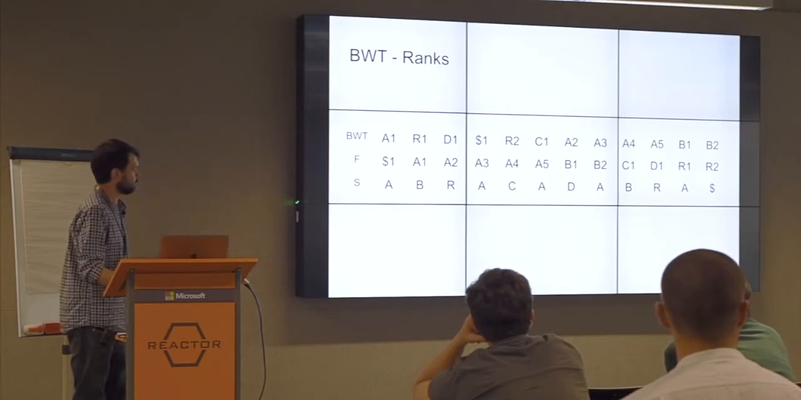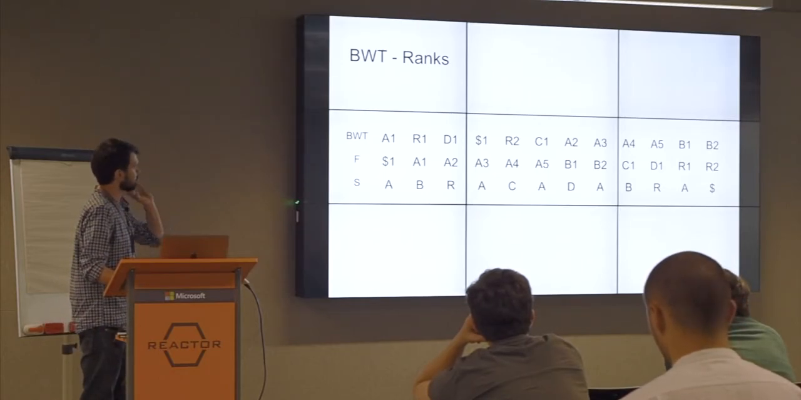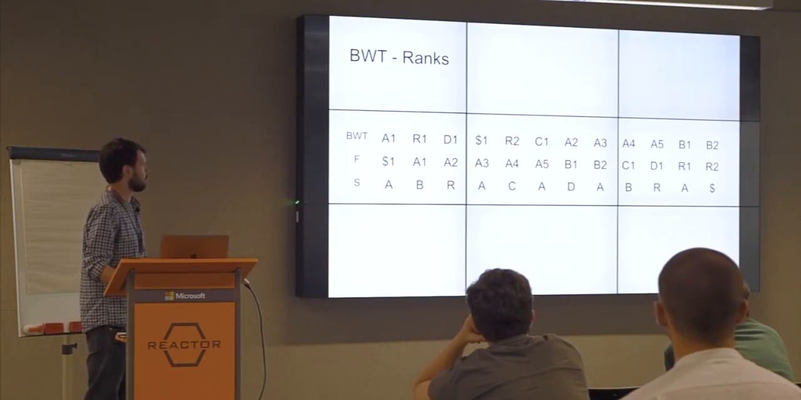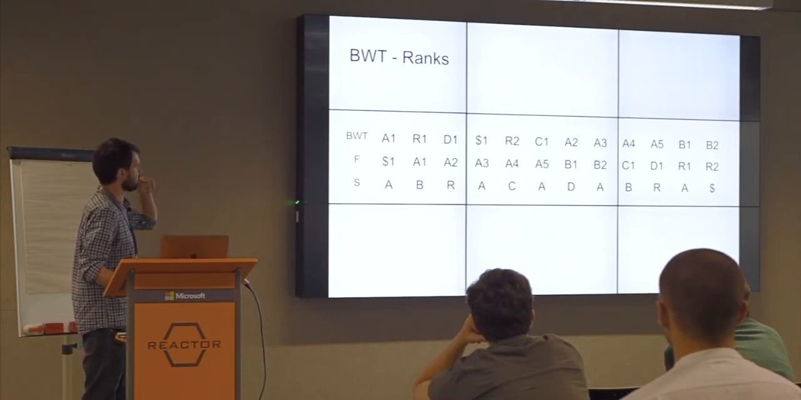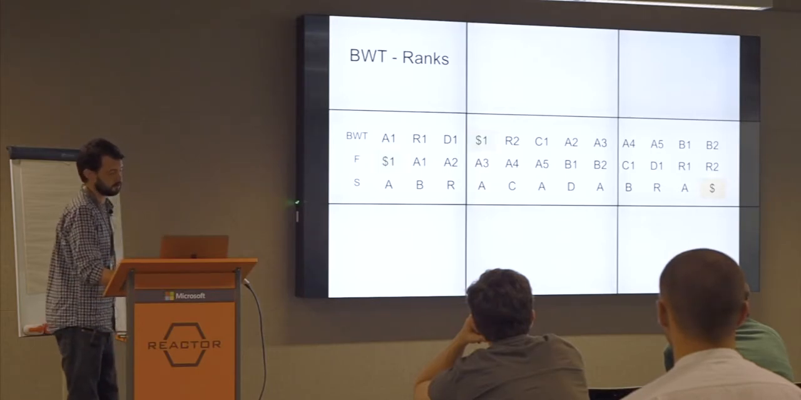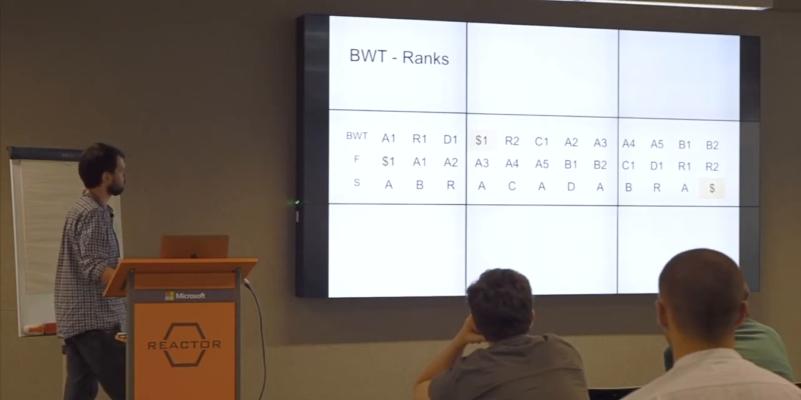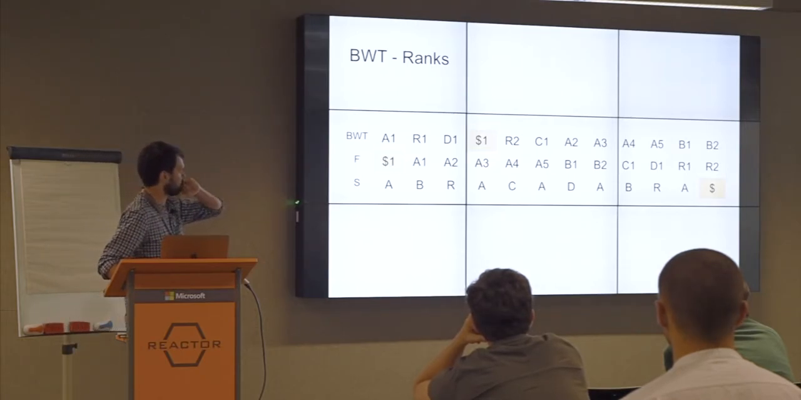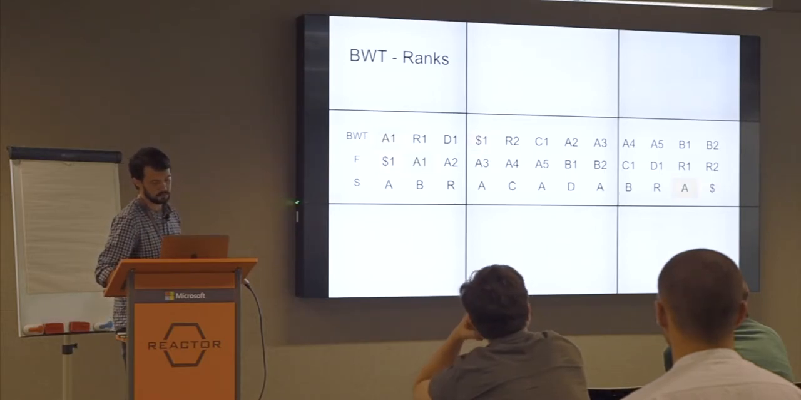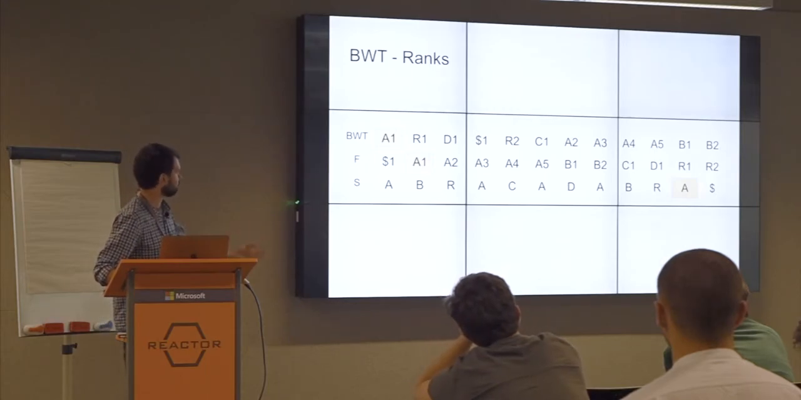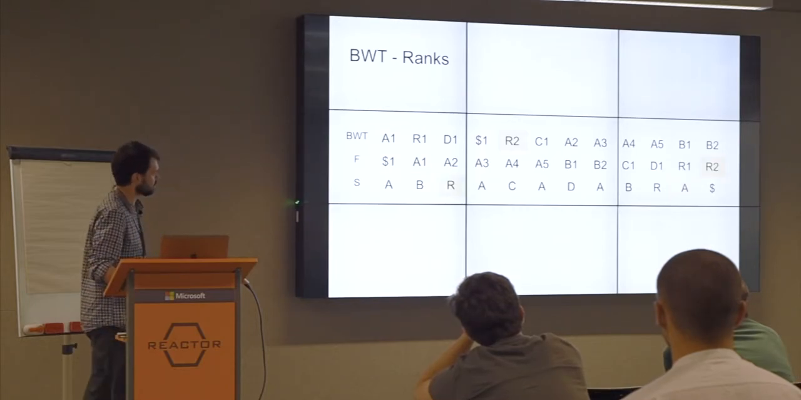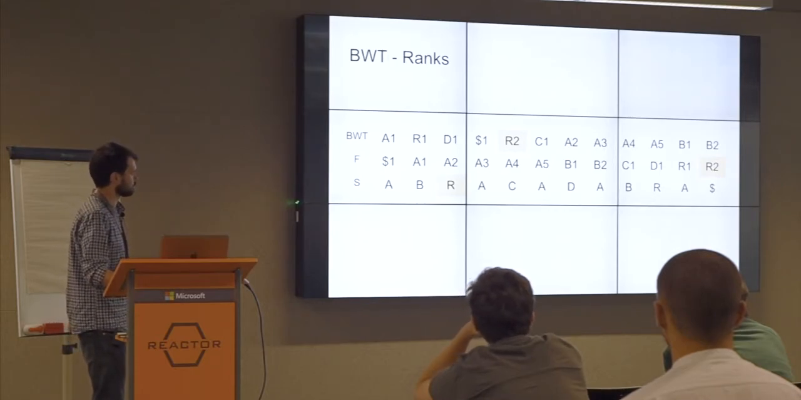So the first thing that they find is that the ranks of each of the symbols in F correspond to the ranks in the BWT. So, for example, the first occurrence of the $ sign in F and the first occurrence of the $ sign in the transform string are the same $ sign in the original text. Likewise, the first A in F and the first A in the transform correspond to the same A in the text. And this is true for all the symbols.